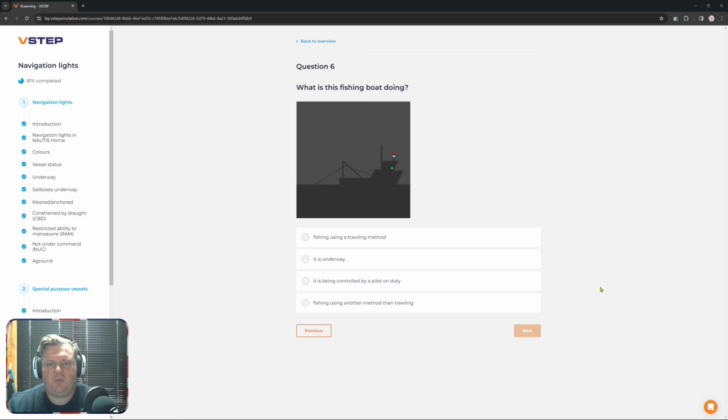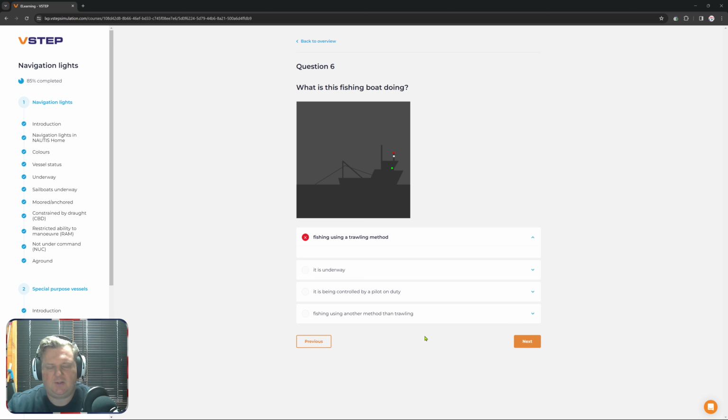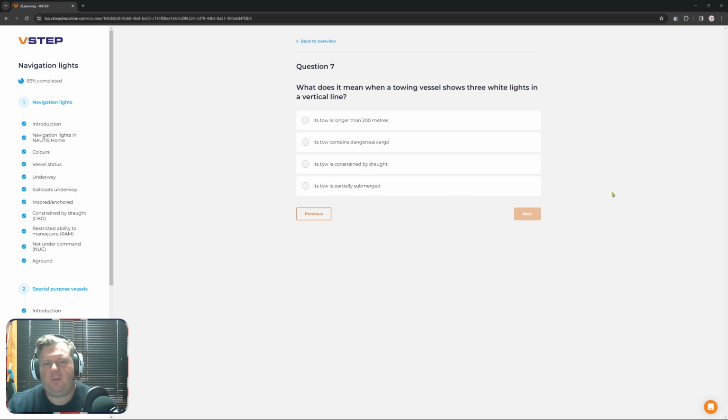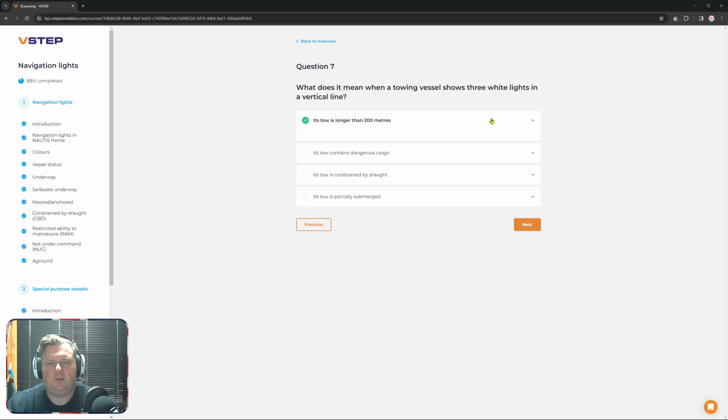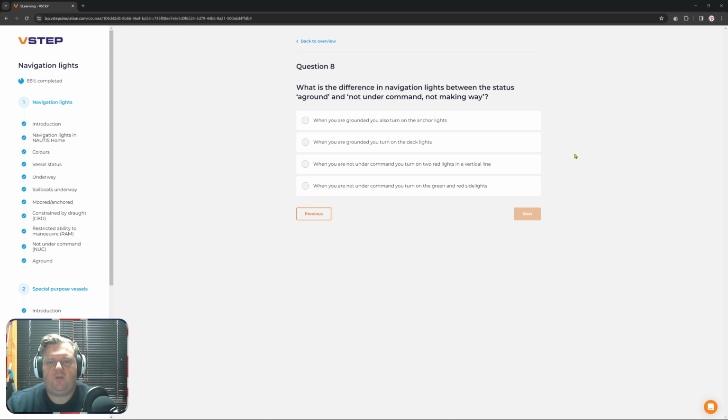What is this fishing boat doing? Is it trawling or another method other than trawling? I think it's trawling. It's a method other than trawling. Bum. What does it mean when a towing vessel shows 3 white lights in a vertical line? Oh, its tow is longer than 200 meters. Yeah.